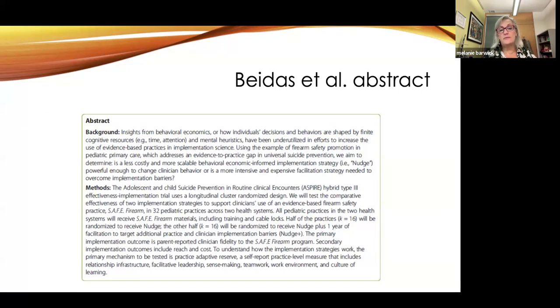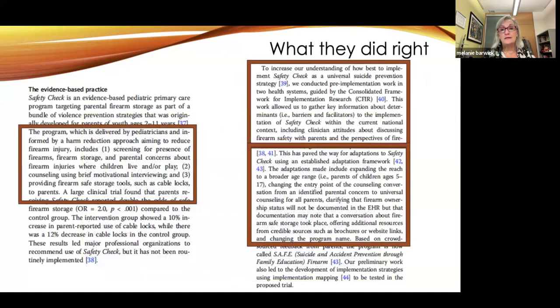And so they describe that in their abstract, what they got right. They describe the core components of the program on the left. So you need to be able to do screening. You need to have counseling available. Part of the core component of this program is that the proponents need to have safe storage tools, etc. So they describe when you apply this innovation, here are the things that have to be done.